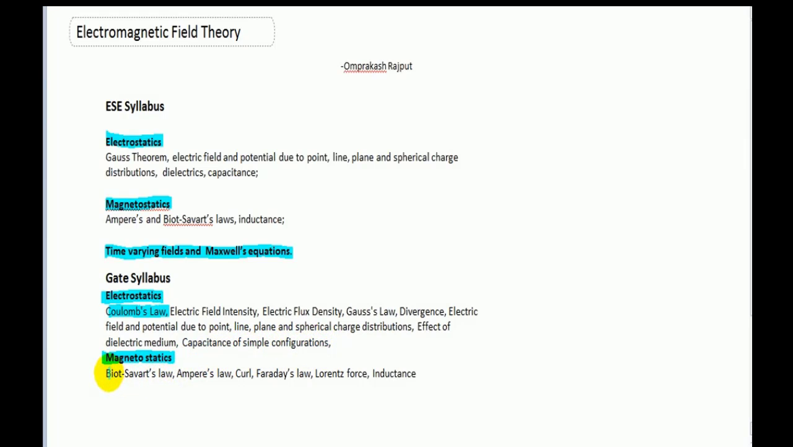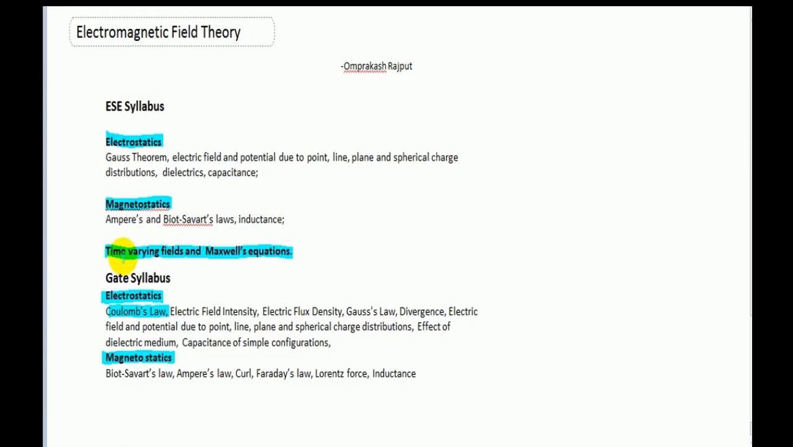And in magnetostatics we will see Biot-Savart's law and Ampere's law and curl, Faraday's law. These all we will see in magnetostatics, and using these laws we will find inductance of some configuration. Lorentz force we will study. Lorentz force is basically the combination of electrostatic and magnetostatic force.